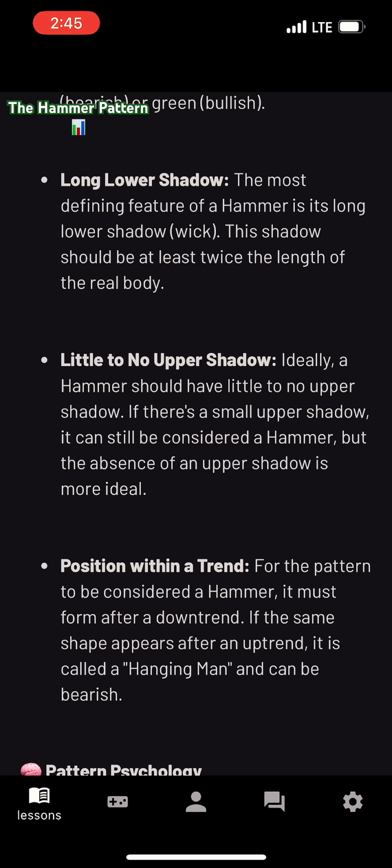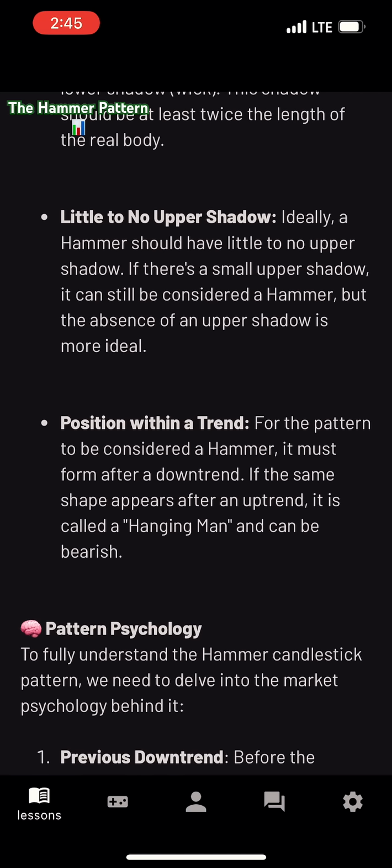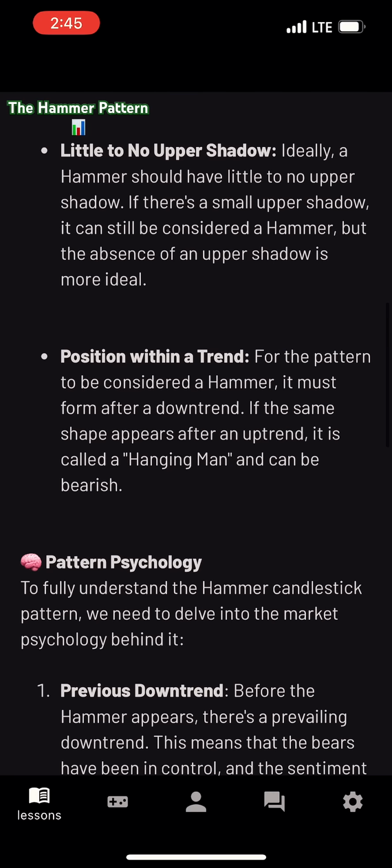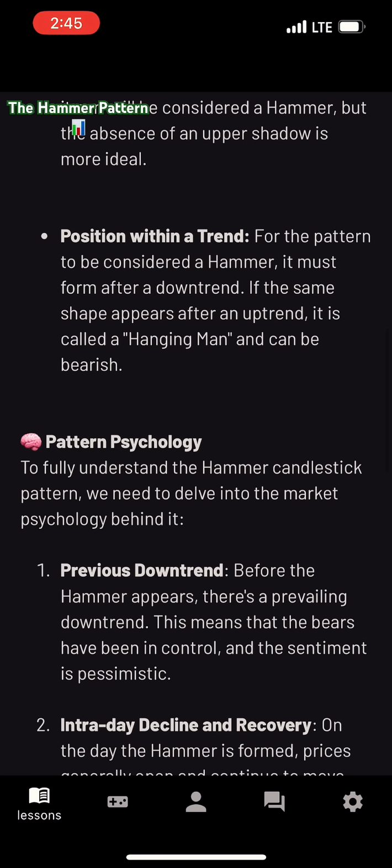Little to no upper shadow. Ideally, a hammer should have little to no upper shadow. If there's a small upper shadow, it can still be considered a hammer, but the absence of an upper shadow is more ideal. Position within a trend. For the pattern to be considered a hammer, it must form after a downtrend. If the same shape appears after an uptrend, it is called a hanging man and can be bearish.